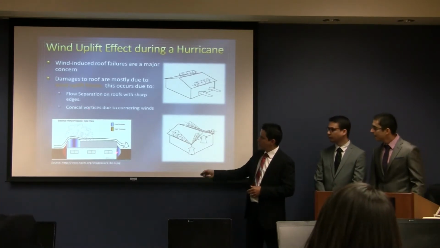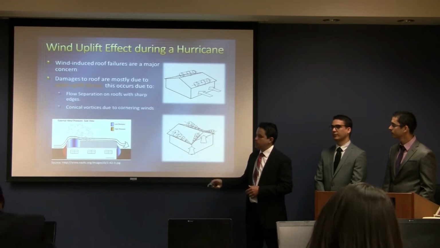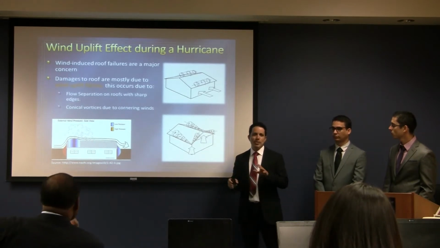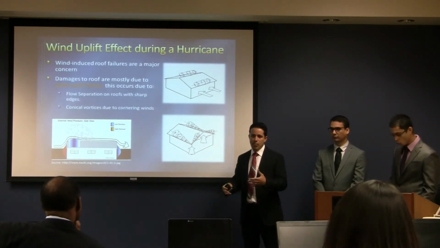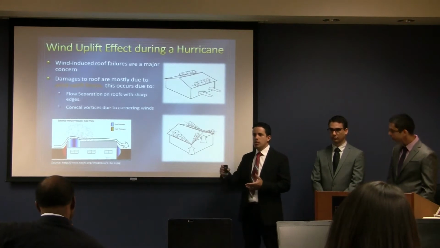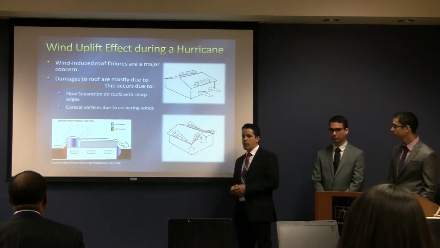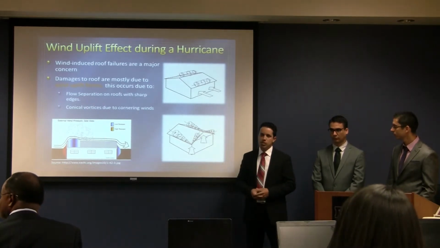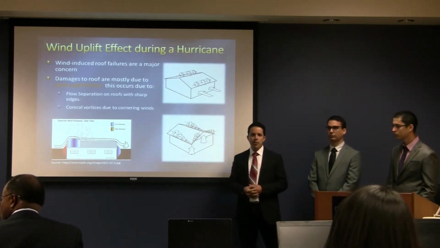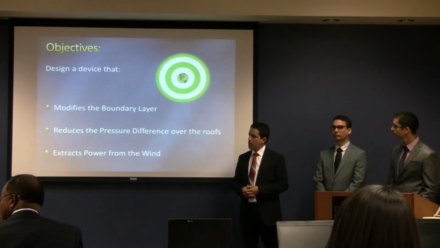If you look at this bottom left picture here, this blue area, especially the one on top of the roof, represents very negative pressure, or a vacuum. Now this happens when there's flow separation within the boundary layer, and that happens when we have high-speed winds flowing over such a surface. Now with all that in mind, we arrived at our objectives for this project.